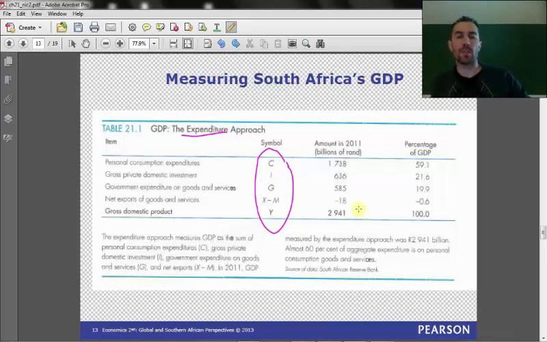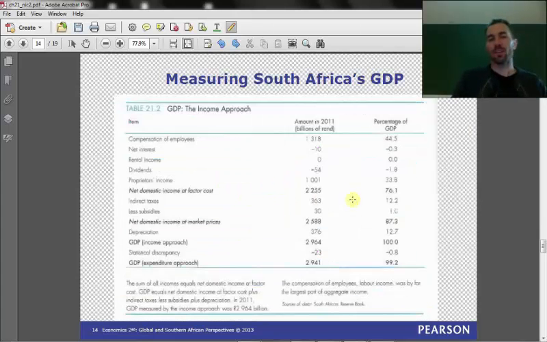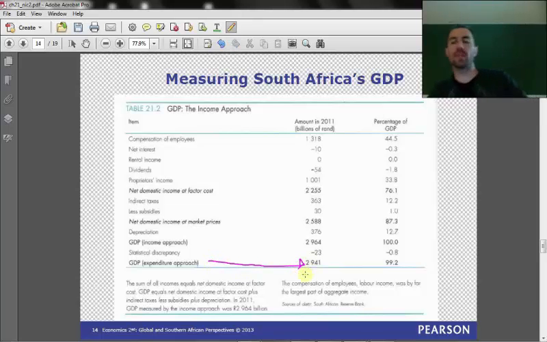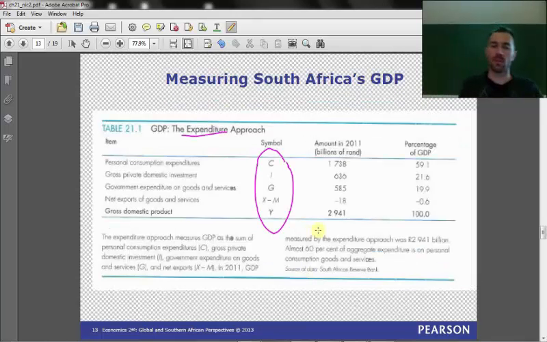So our gross domestic product is around 3 trillion. Then you have the income approach. Okay? How do we measure GDP? You can see here's our GDP measure, approximately 3 trillion. Same, approximately 3 trillion.